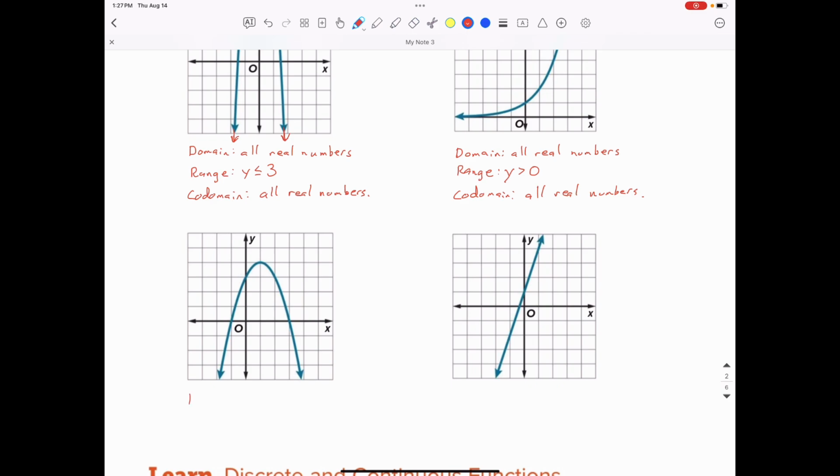Okay, so the domain, it's very much like the first example we gave. It's an arch expanding left and right, so it is all real numbers. The range. What is the highest value of y that it reaches? This point right here is the ordered pair 1, 4. So the highest value of y is that 4, and everything else is less than that. So the range is y is less than or equal to 4. And then the codomain, all real numbers.